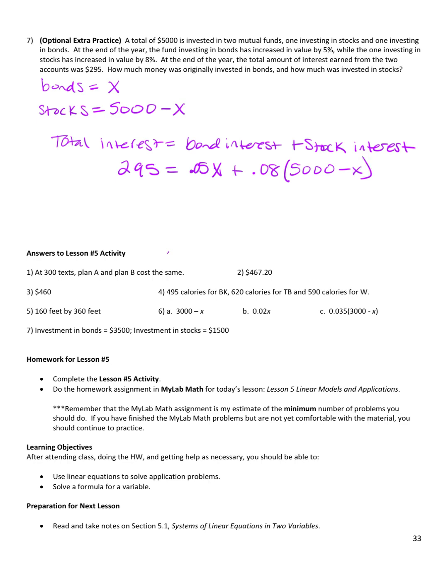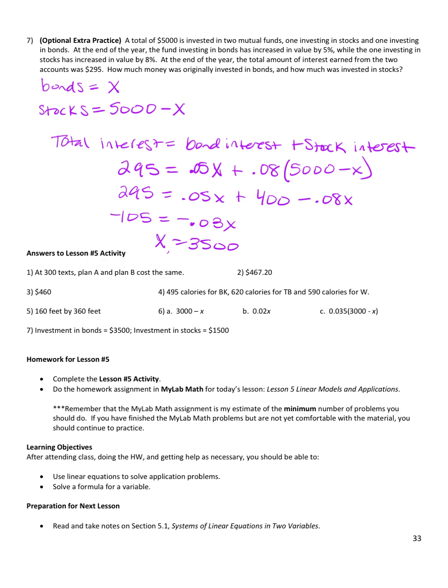And then we can solve this equation for X. So 295 equals 0.05X plus 0.08 times 5,000, distributing, and I get 400 minus 0.08X. So 295 minus 400 is negative 105. And 0.05 minus 0.08 is negative 0.03x. Divide both sides by negative 0.03, and we get 3,500. So x is 3,500. So that's how much we put in bonds.